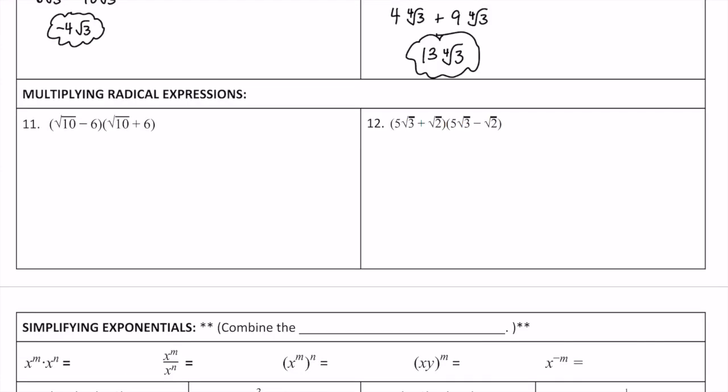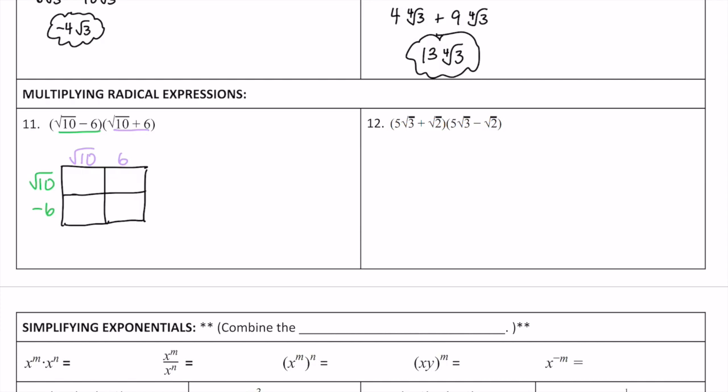All right, for the next section, I'm multiplying radical expressions. When I multiply radical expressions, I'm going to use my area square because it makes my life easier. I'm going to put the left factor here, on the left, the square root of 10 minus 6, I'm going to break it up. And then I'm going to put the square root of 10 and 6 as the other side length on the top. The square root of 10 times the square root of 10.